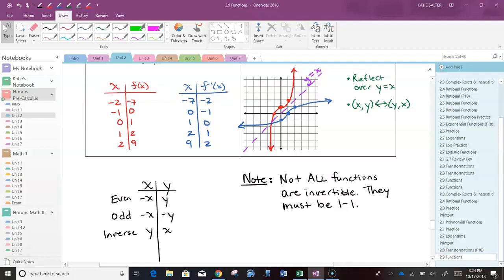Here's a little way to test if a function is even, odd, or an inverse altogether. If you're given any point, let's say it's the point (x, y). If it's an even function, it will have the point (-x, y). If it's an odd function, it will have the point (-x, -y). If it's an inverse function, it'll have the point (y, x).